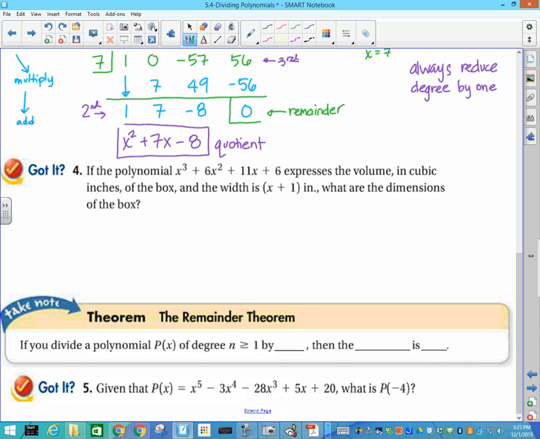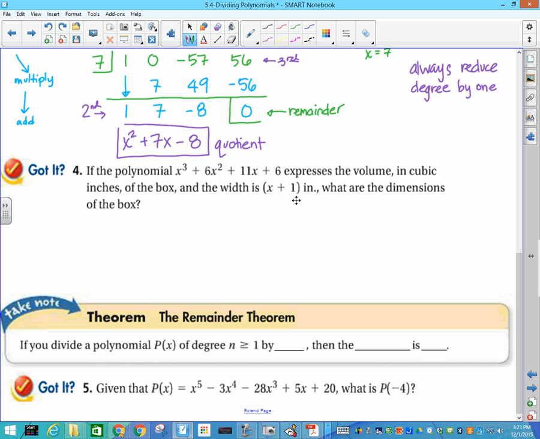Alright, if the polynomial expresses the volume in cubic inches of the box, then the width is x plus 1. What are the dimensions of the box? So if you know the volume, the volume of a box is length times width times height. So that means I have to divide the x plus 1 into that polynomial.